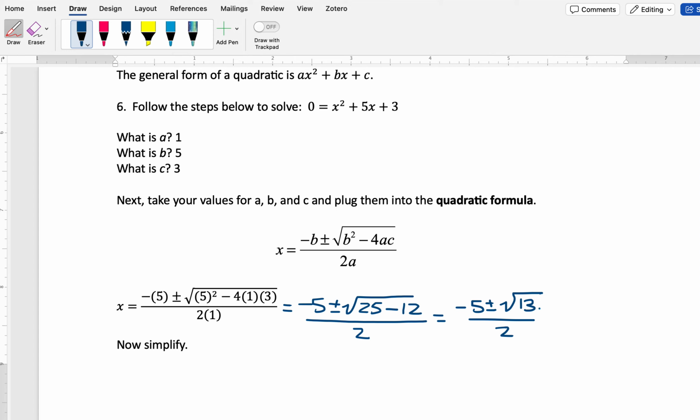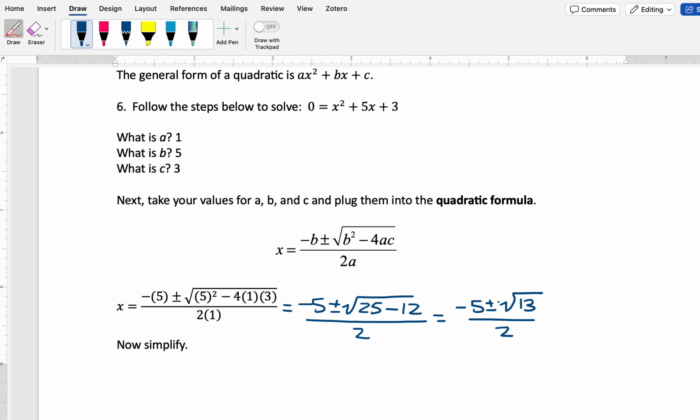Remember from previously that to simplify square roots, I see if there are any perfect square factors that it can be divided by. 13 cannot be divided by 9 or 4 evenly, so that means that it cannot be simplified. So in that case, there's nothing left to do, so I'm just going to leave my answer like this.